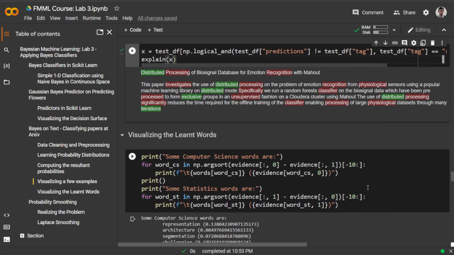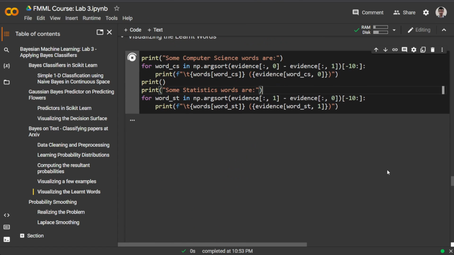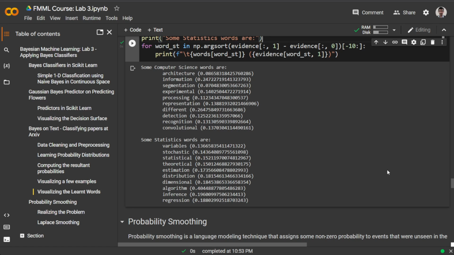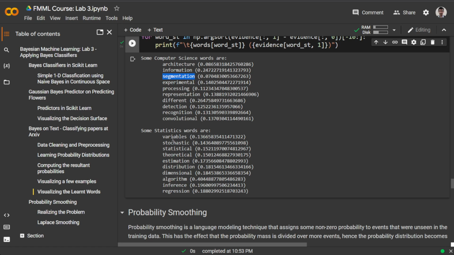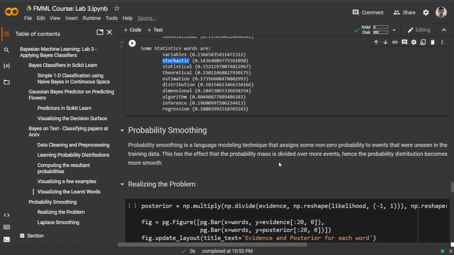And so on. And this is extremely helpful in iterating the quality of our model. Finally, we can just see some of the words which are most common on either side. Computer science has these words which most commonly appear and most strongly contribute to our outputs, and similarly statistics has words like variable, stochastic, statistical, etc.